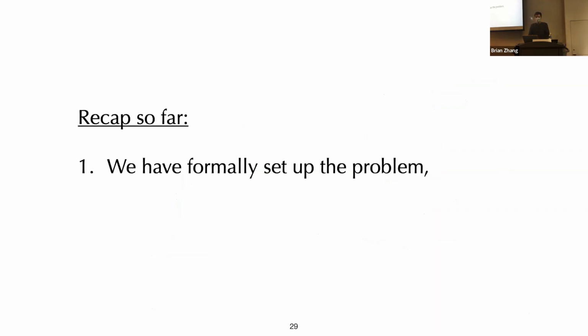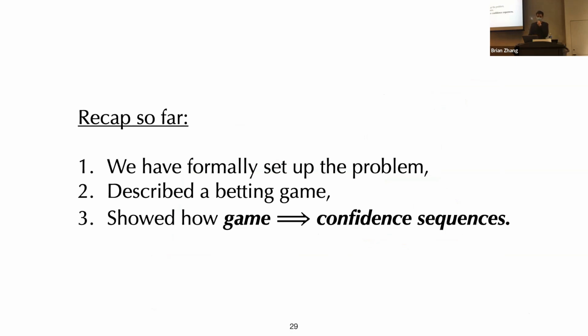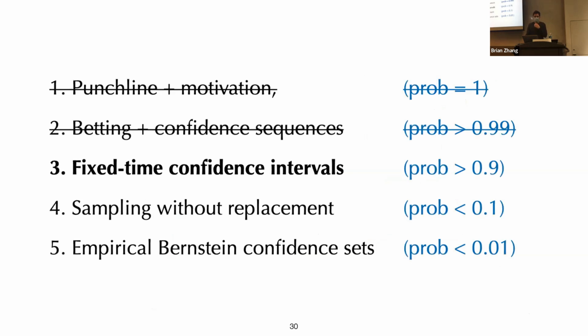Okay, so the recap so far was that we formally set up this problem, the sequential problem. We described this sort of betting game and talked about this gambler who wanted to make lots of money and how they have all these games and how they're unlikely to make money in these games and things like that. And then we showed how constructing that game immediately implied the existence and construction of confidence sequences. So that's it for betting and confidence sequences. Now I'll just talk about fixed time confidence intervals using these ideas.